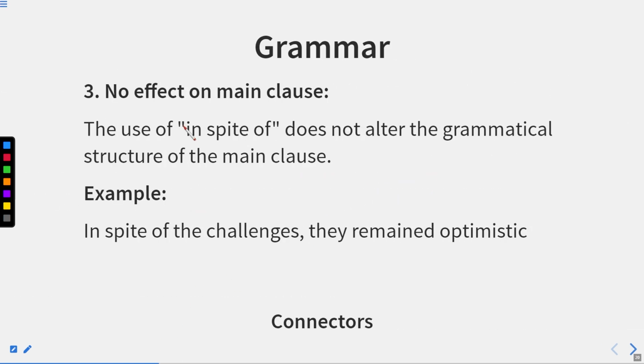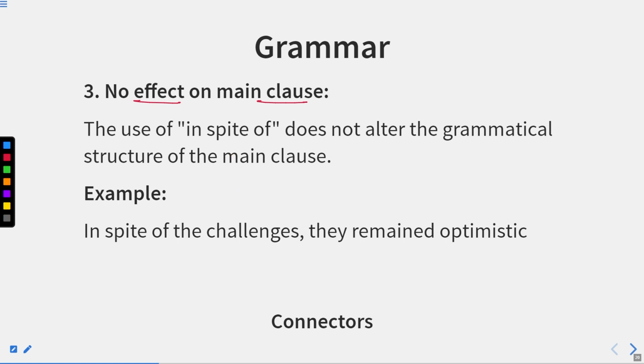So the third point is no effect on the main clause. It means whatever the subordinate clause or noun phrase is there, it does not affect the main clause. Actually, we have two words. One is effect, which is a noun, and affect, spelled AFFECT, which is a verb. So no effect on the main clause means it will not affect the main clause.